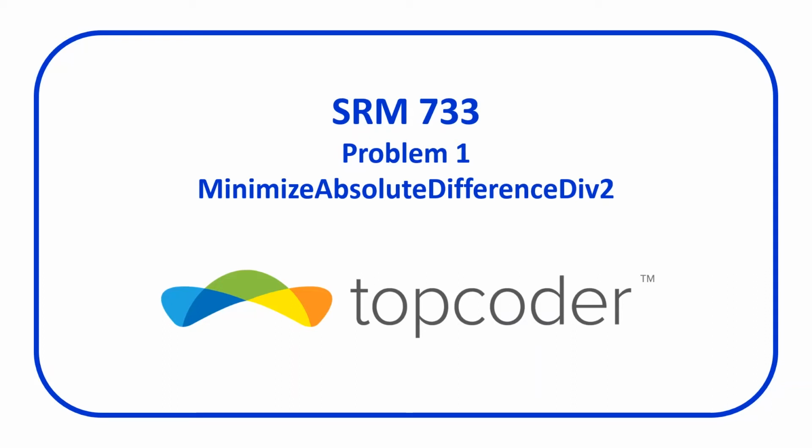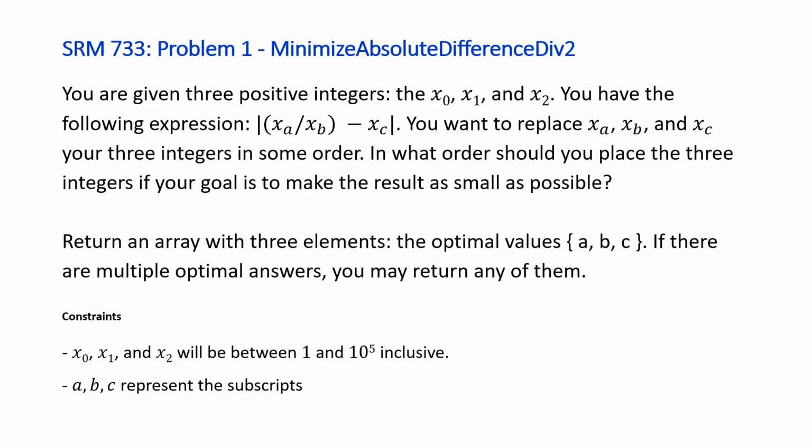In this video, we're going to be covering the solution to problem 1 from TopCoder SRM 733 entitled MinimizeAbsoluteDifferenceDiv2. The question states you are given three possible integers, x0, x1, and x2. You have the following expression, the absolute value of xa divided by xb minus xc. You want to replace xa, xb, and xc with your three integers in some order.